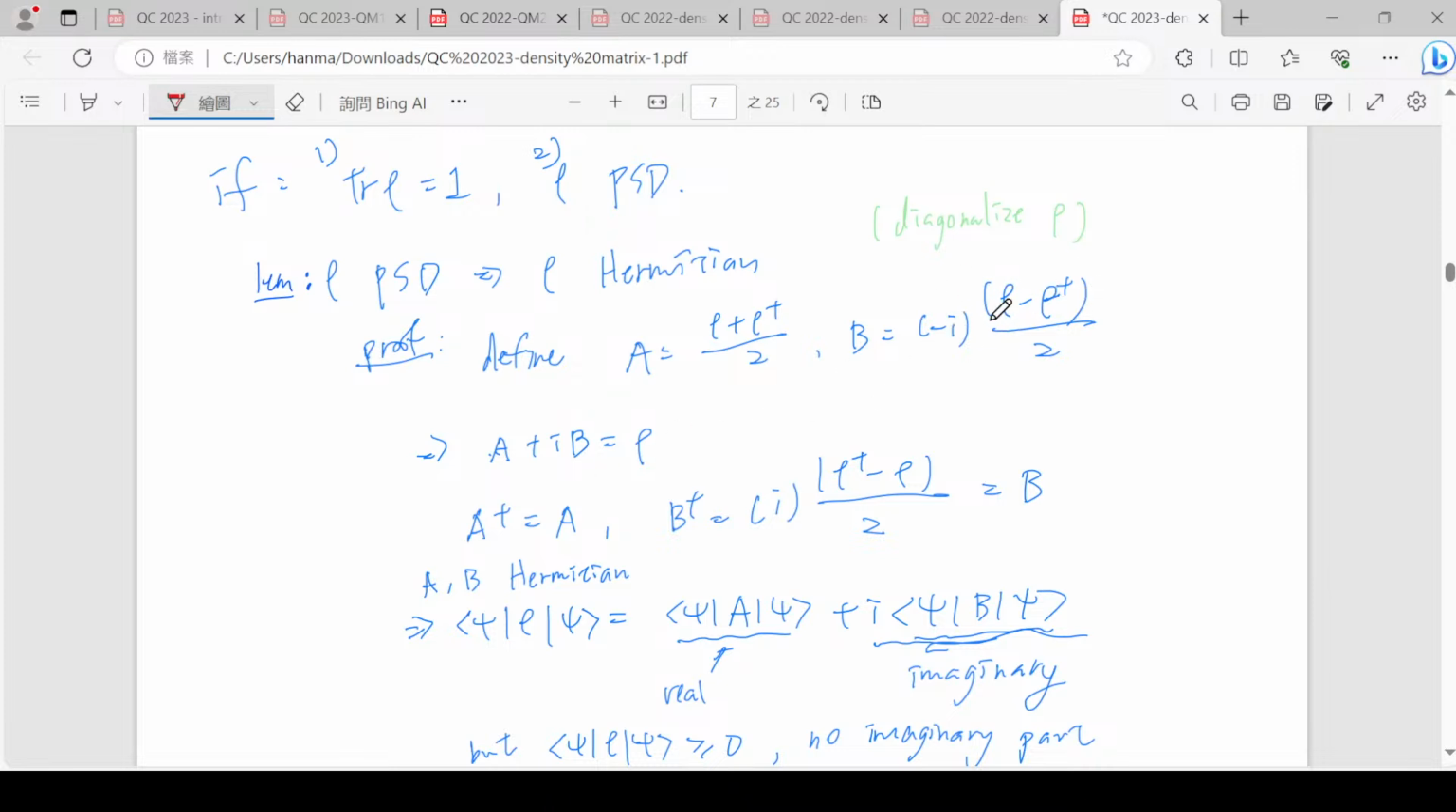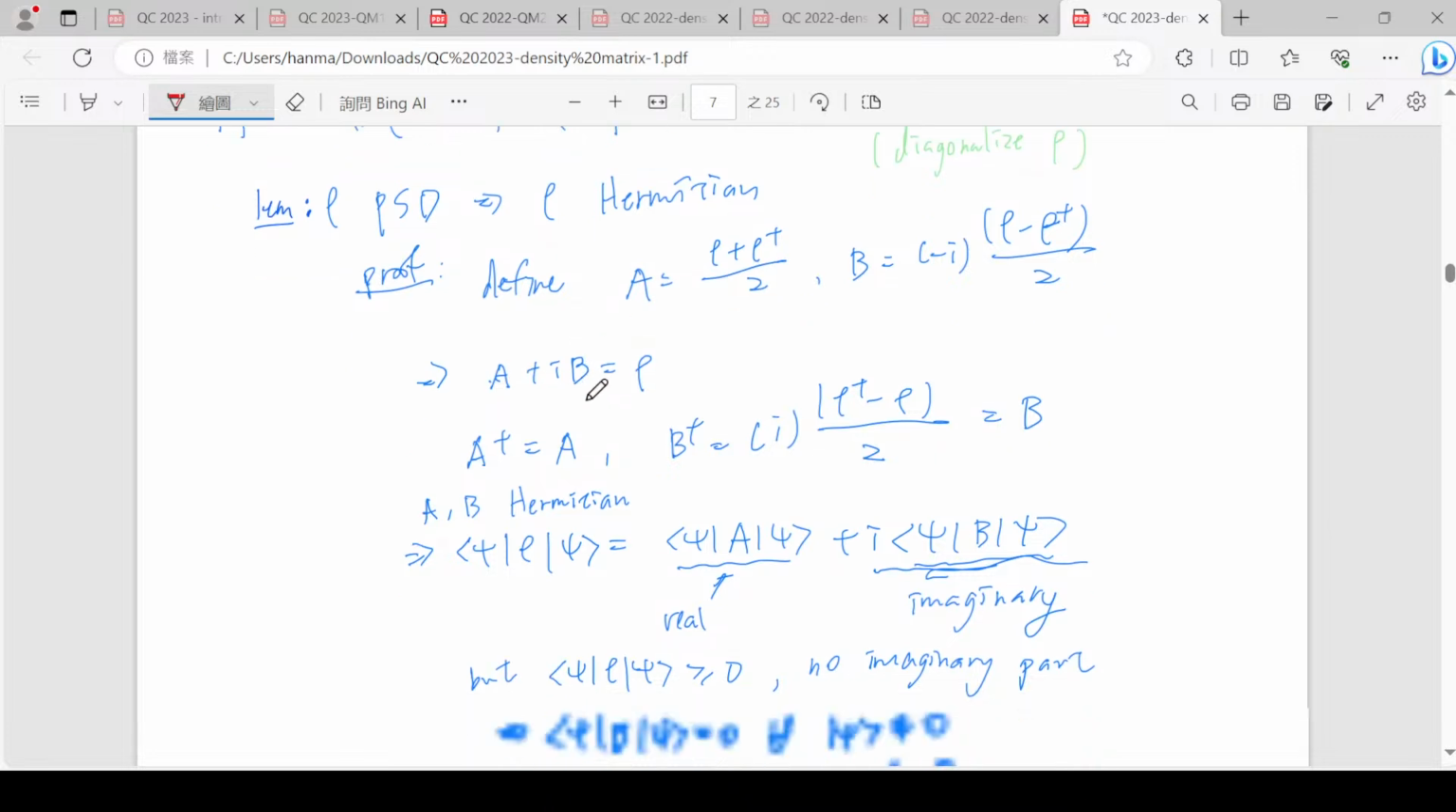And so you can check A plus iB: you have i here, and this minus i cancels, so the rho dagger parts cancel and you get rho plus 0. Also A is Hermitian, because when you take the dagger, rho and rho dagger switch. And B is also Hermitian, because when you take the dagger, these two switch and you get a minus sign, but also the i gives you a minus sign. So B is also Hermitian. So you have the real part of rho and the imaginary part of rho.